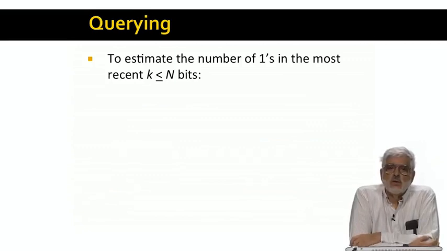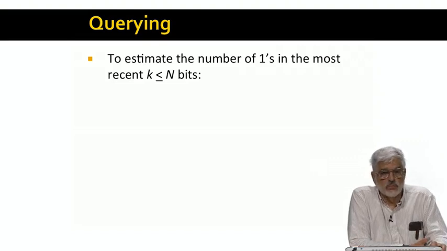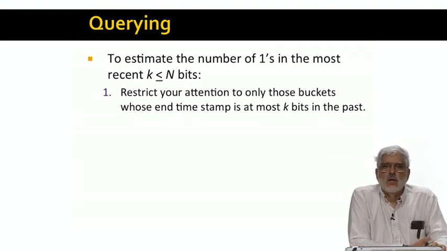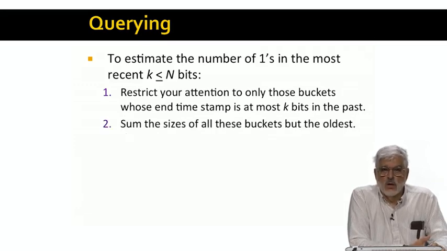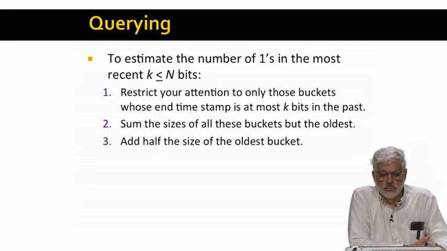Now I want to explain how to query the system. So suppose we want to know how many 1s there are in the last k bits, where k is any integer less than or equal to n, the window size. The first thing we want to do is to ignore all buckets whose ending timestamp is earlier than k bits prior to the current time. Those buckets are all outside the range that we want to count, so they make no contribution. Start by summing the sizes of all the buckets except the oldest bucket that is still in the range we're interested in. Then add half the size of that bucket.